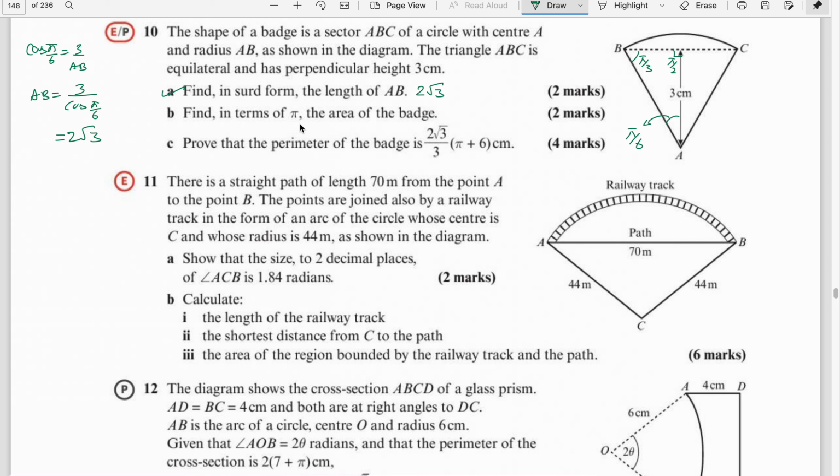Second part says find, in terms of pi, the area of the badge. Area is 1 by 2 r square theta, and this complete angle is pi by 3. So the radius squared divided by 2 divided by 3 is 2 pi.